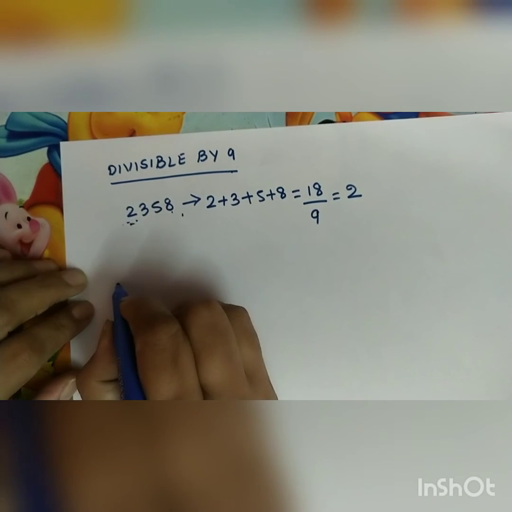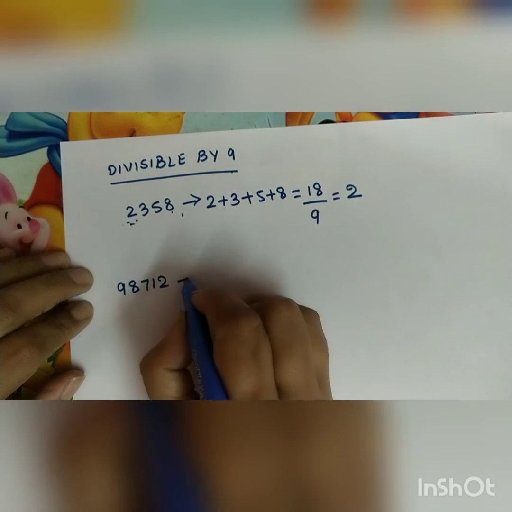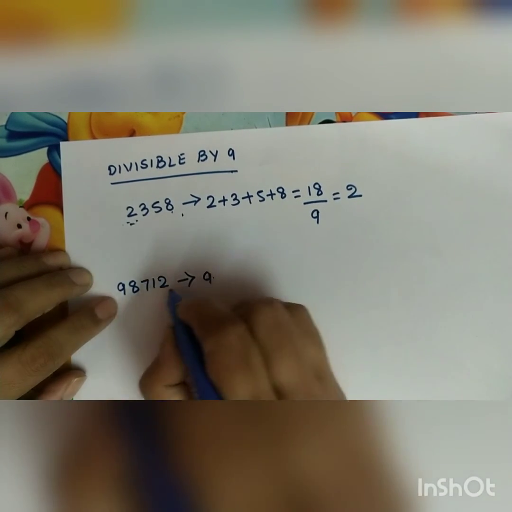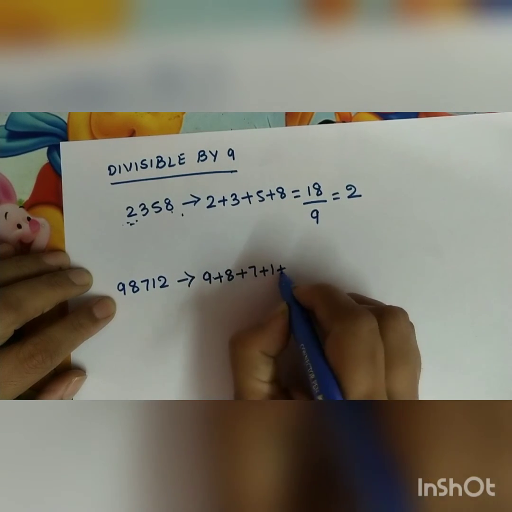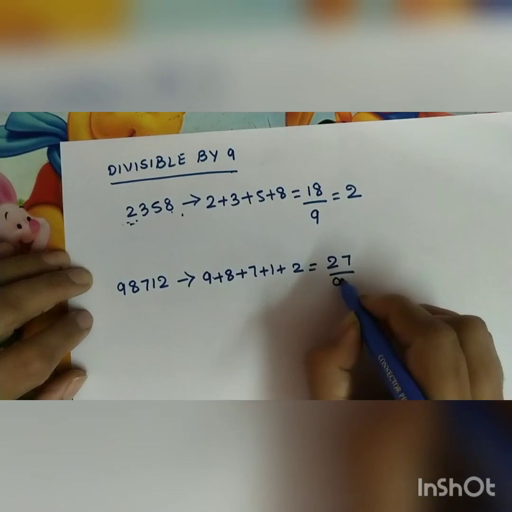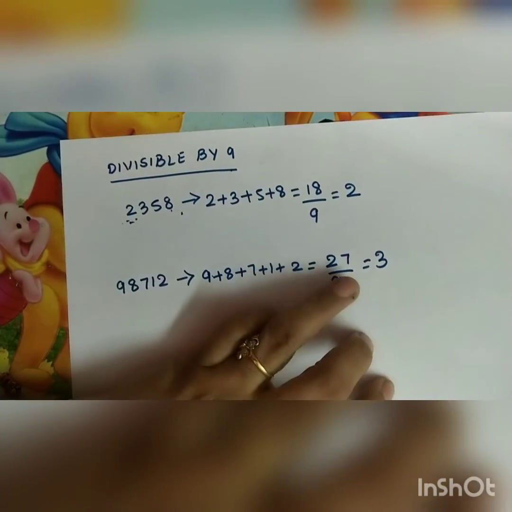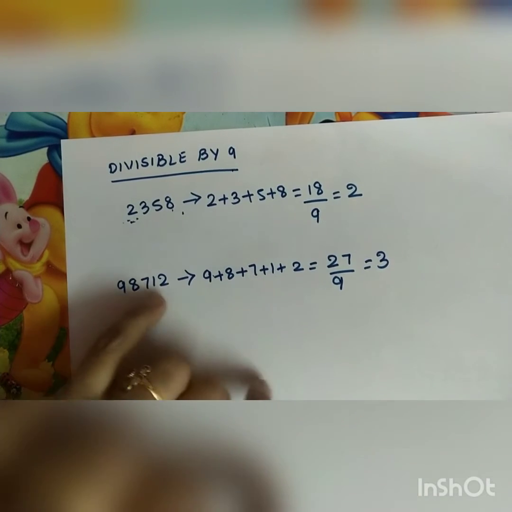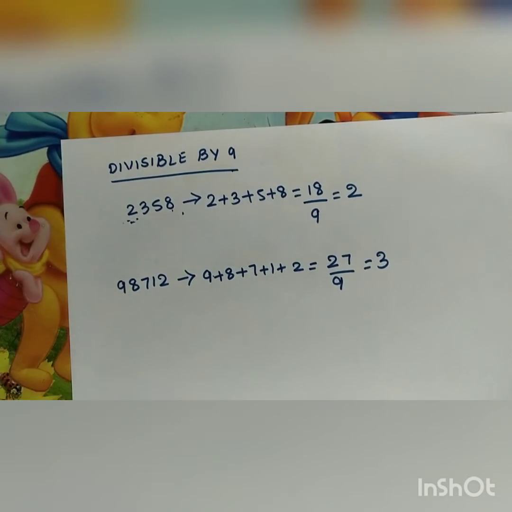Let's take another example, 98712. When I add all the digits of this number, 9 plus 8 plus 7 plus 1 plus 2, I get the value 27, which when I divide by 9, I get the answer 3. So we can say that 27 is divisible by 9. That also means that 98712 is divisible by 9.